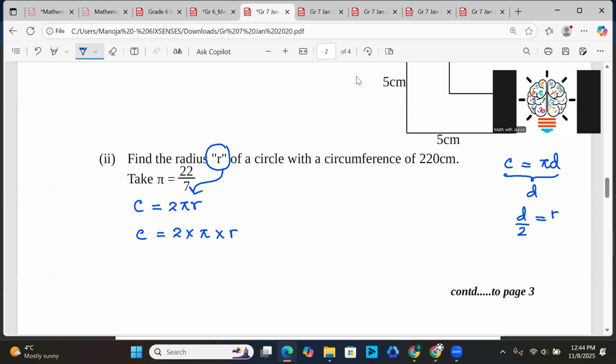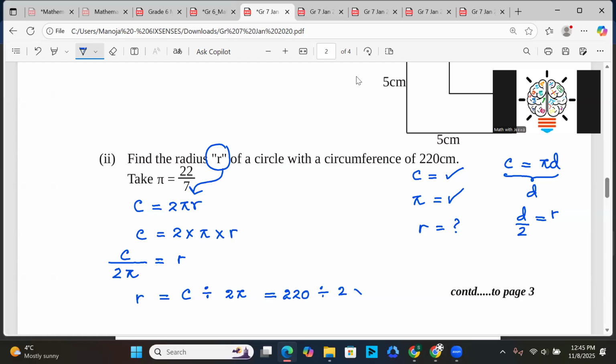Now here, we know the C value. They have given the C value, and they have given the π value, right? What they have not given is r. That means I want to find the r value. What I do is keep r here and send that 2 and π multiplication to the other side. It is like this. Simply r is equal to C divided by 2π. Then C is what? 220 divided by 2 times 22 over 7.